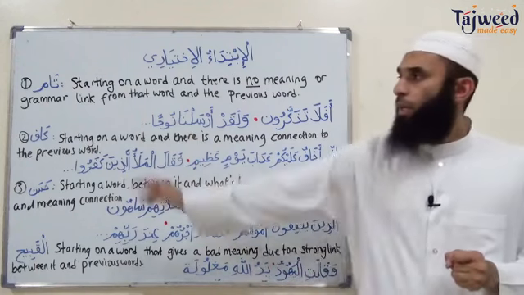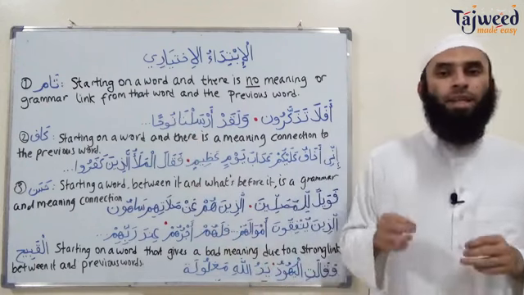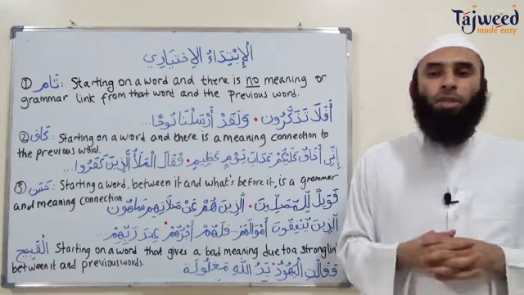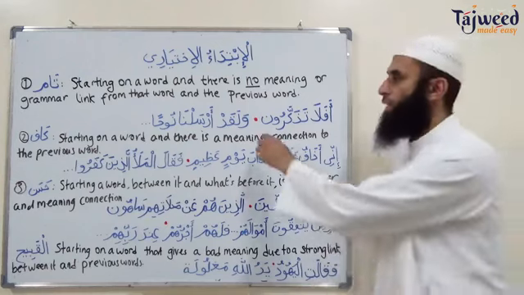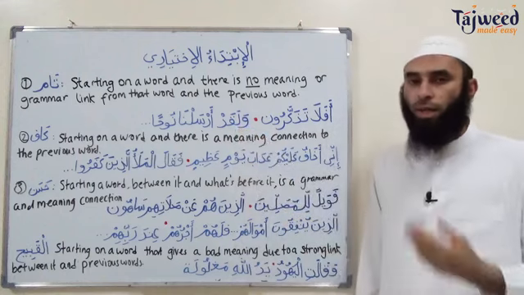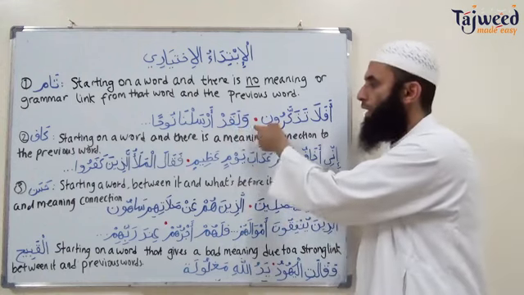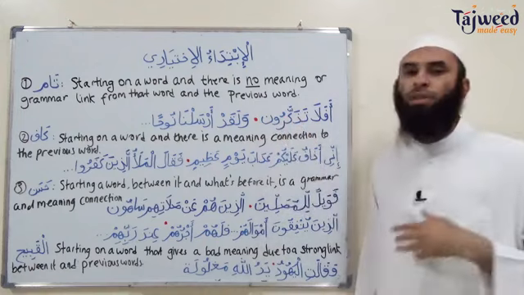Number 1, the first group is ibtida'u tam, al-ibtida'u tam. Al-ibtida'u tam just means a complete starting. What does this mean? This means starting on an ayah, starting on a Quranic word that has no meaning or grammar attached to what's previous to that.